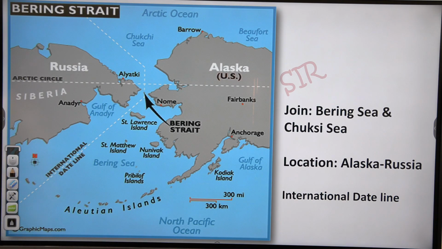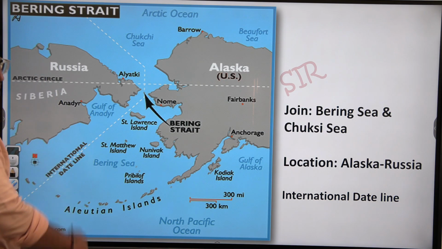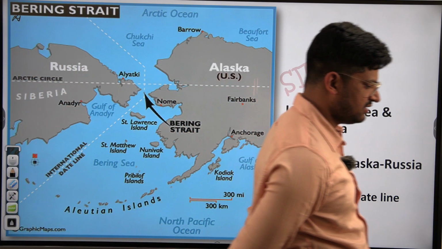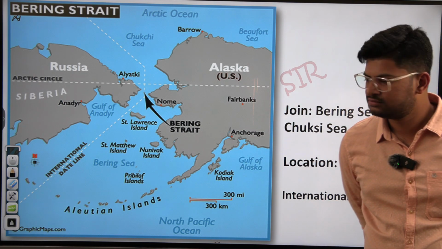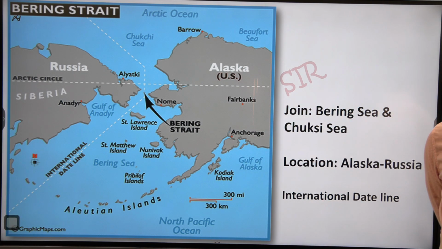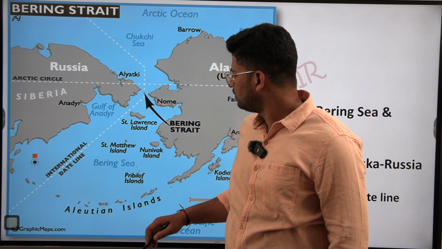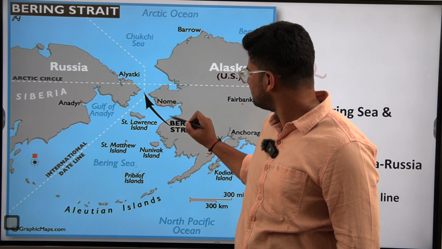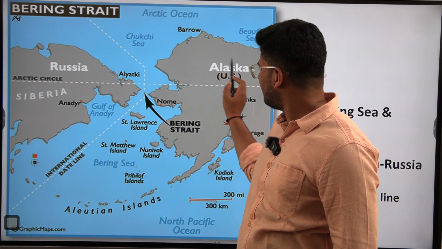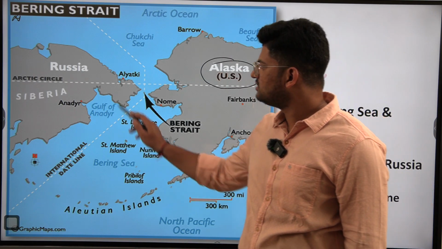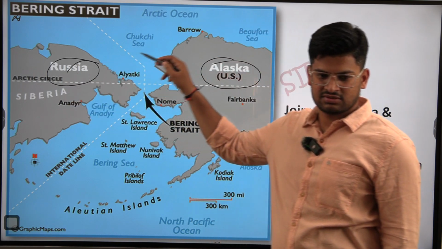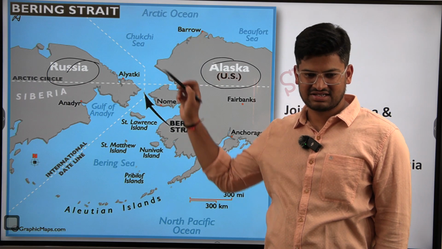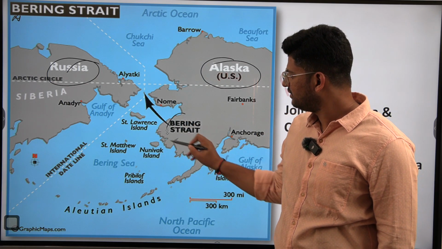A very, very important star-mark point, Bering Strait. So can you see, this is Alaska of the US. Yes. This is Russia. So Alaska, the Russia and US are separated by which strait? Bering Strait.